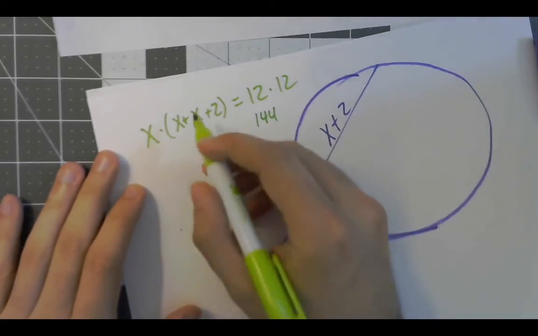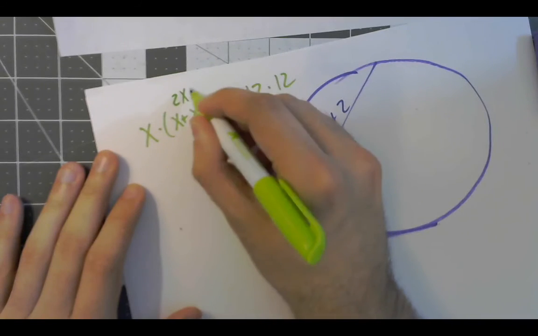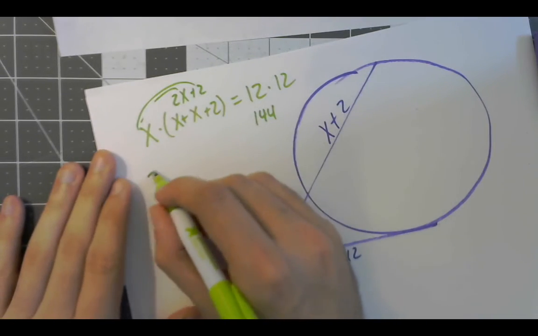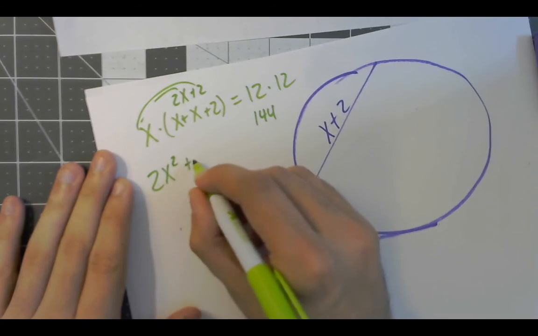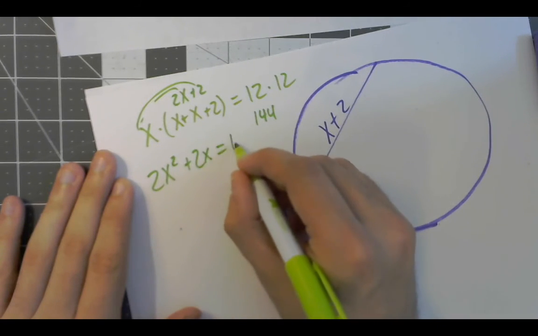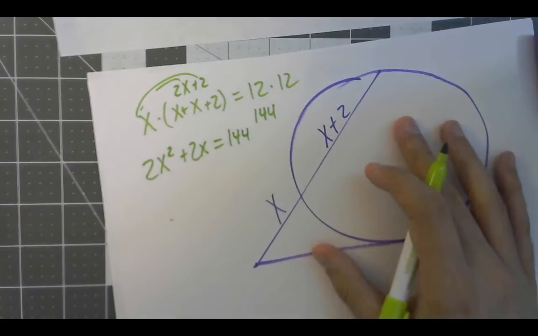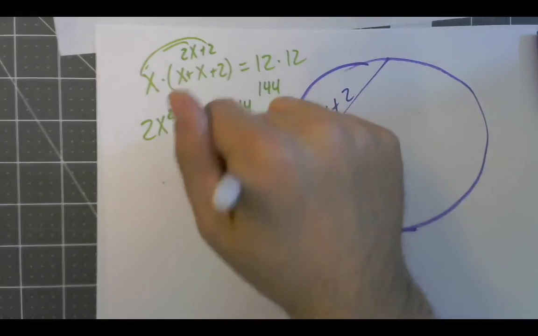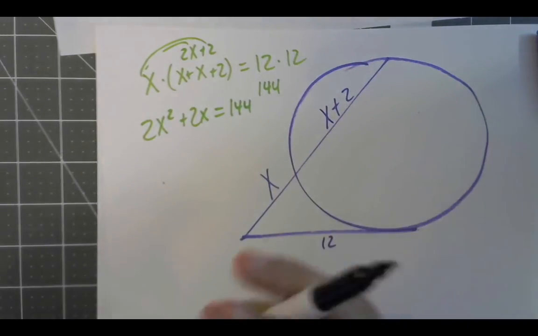144 on this side. This becomes 2x plus 2. Distribute x to both of those. That's 2x squared plus 2x equals 144. This is going to require a little more complex math solving. This is a harder problem than you will have on a quiz or test.